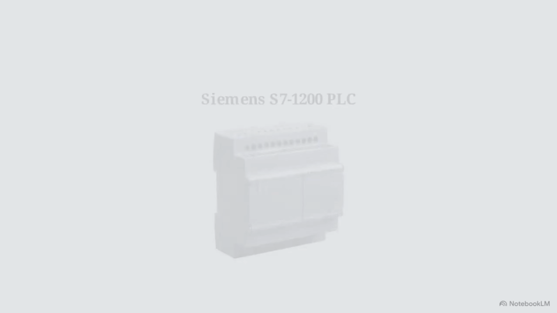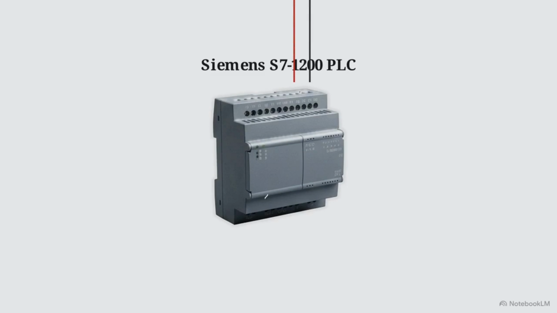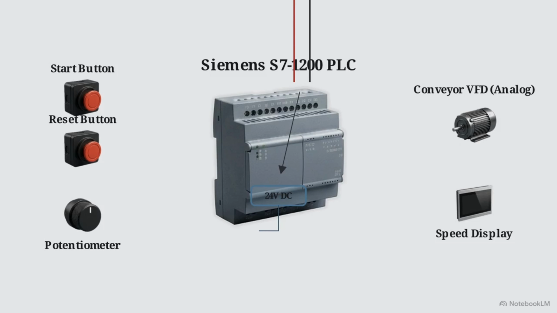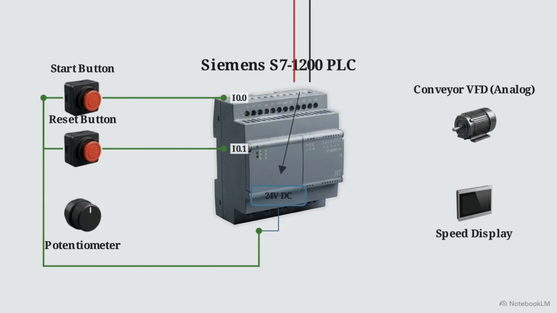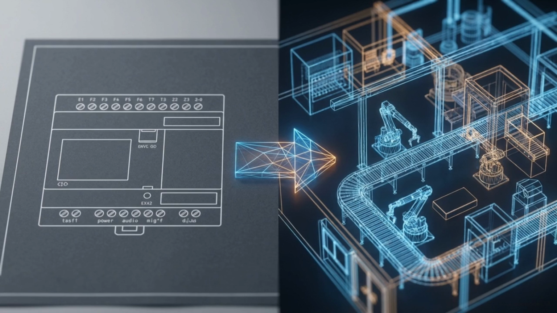This outlines our S1200 PLC architecture. Single-phase power provides 24-volt output. We map 24-volt lines through start and reset buttons into digital input terminals. We map the potentiometer to the analog input and route the analog output signal to the conveyor's drive and display. This physical wiring map dictates the virtual architecture we must build in Factory I/O.